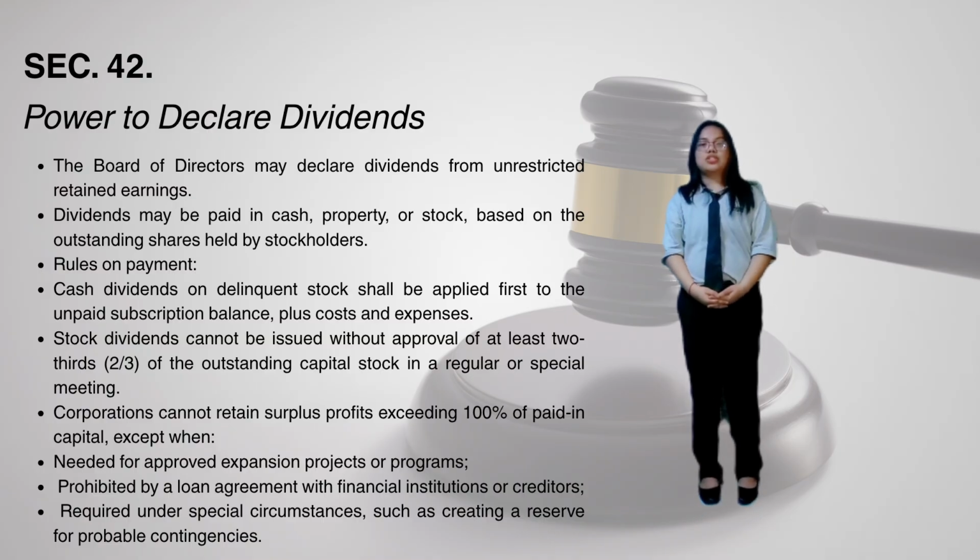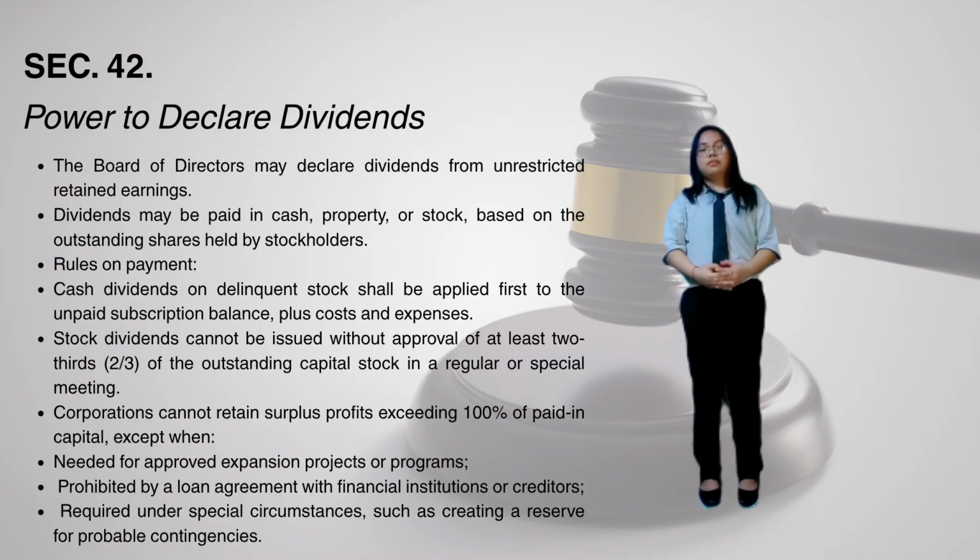So basically, Section 42 ensures fairness. Profits should be distributed when possible, but with caution and legal approval.